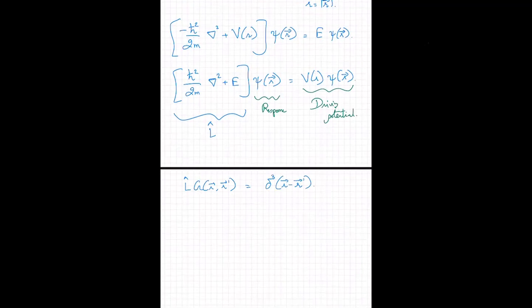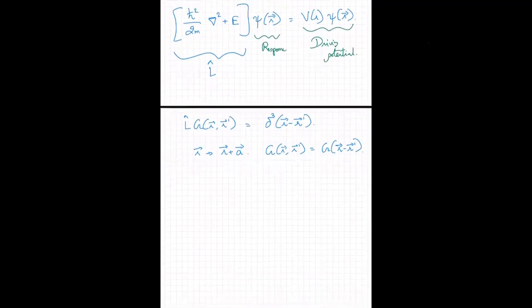Now, based on translation invariance, because translation invariance means that if I do r to r plus a, the right hand side is invariant. So the left hand side should also be invariant. So my Green's function should actually be a function of the actual difference, just like the right hand side. Okay. So assume that I know what this Green's function is.